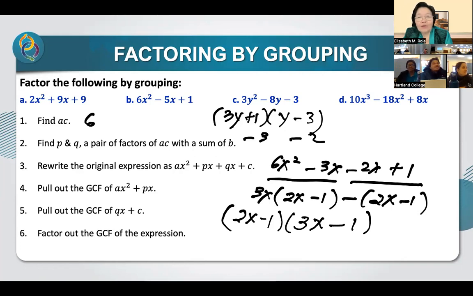When I was teaching this a long time ago, some 30, 40 years ago, I would just tell my students, look at the factors of 3y squared, look at the factors of 3, and then do some trial and error. But it takes so long. So this one is a much better procedure because it's more systematic.